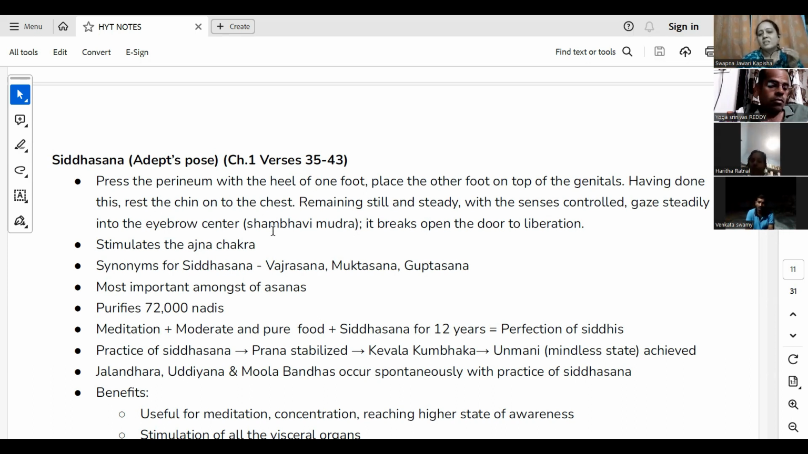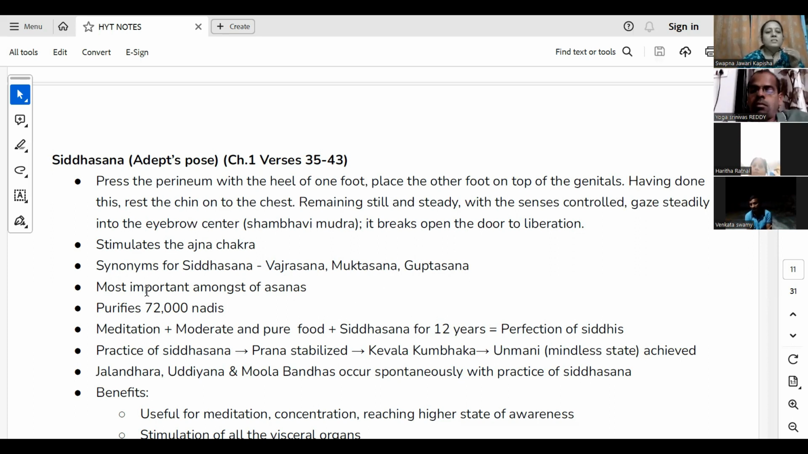So Siddha Sambhavi. In Siddhasana, people usually meditate using Shambhavi Mudra. Also in this book, synonyms for Siddhasana have been given: Vajrasana, Mukta (Mukta means Mukti of our Atma), Muktasana, and Guptasana. These are the three names we are using synonymously for Siddhasana in this book.